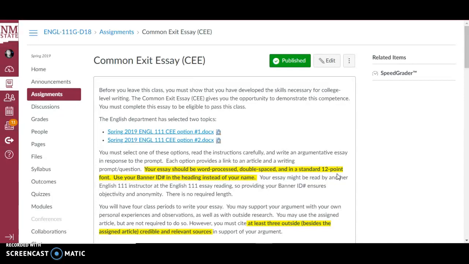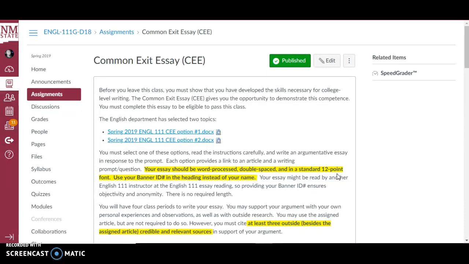Now the Common Exit Essay is assigned at the same time by the English department, so all the English 111 classes will be working on it at the same time during that 2 week period or week and a half period. Every class has 4 class periods to work on it. So basically the process consists of submitting your essay, and then the essay is taken to a reading where other English 111 instructors are there, and then you get your results.